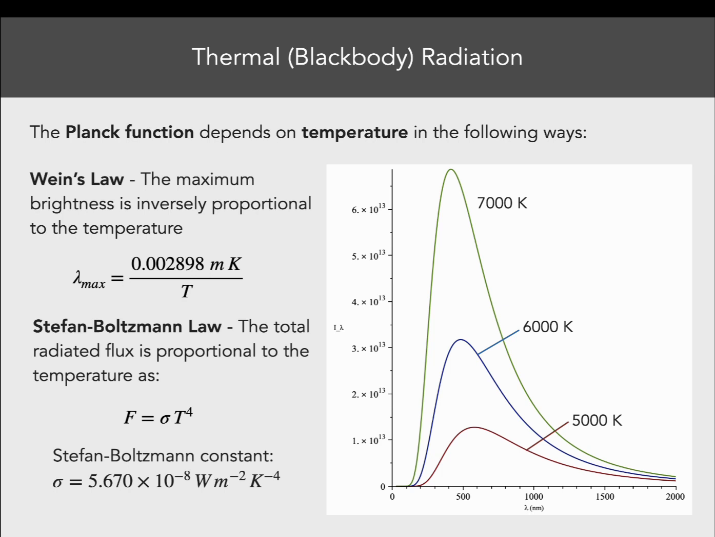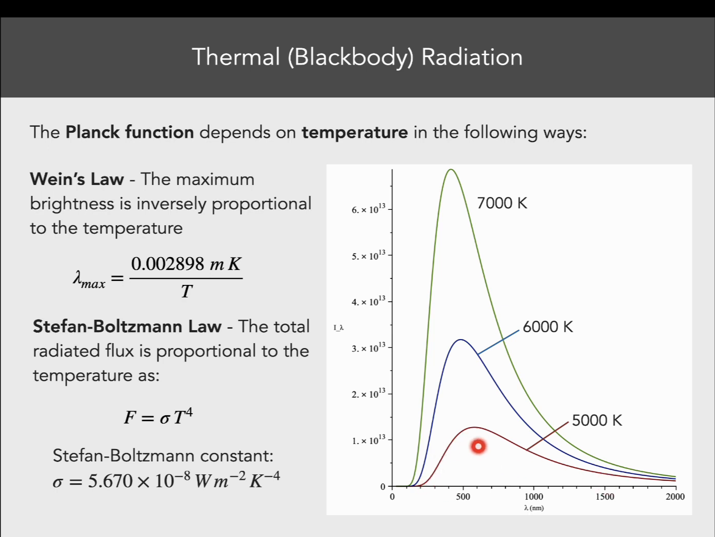The second result is called the Stefan-Boltzmann law, and it says that the total radiated flux is proportional to the temperature to the fourth power. So the total radiated flux means the power emitted in all directions at all wavelengths by the object. So it's basically the area under each of these curves.